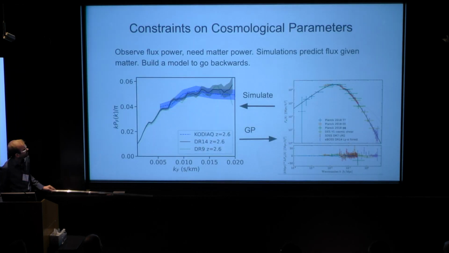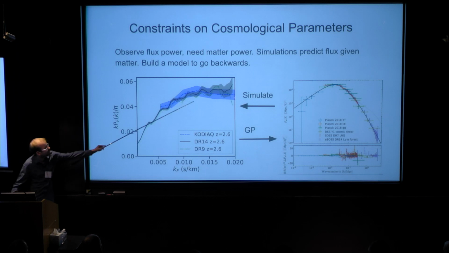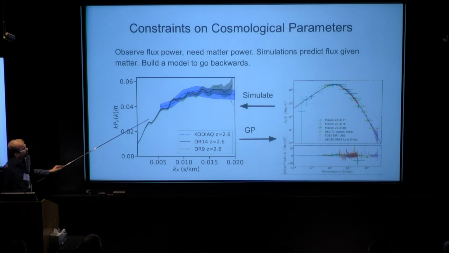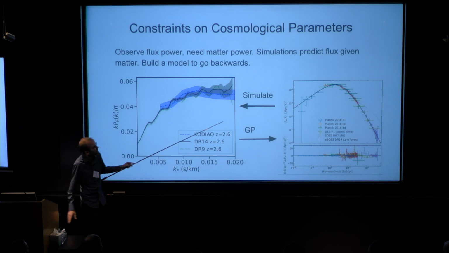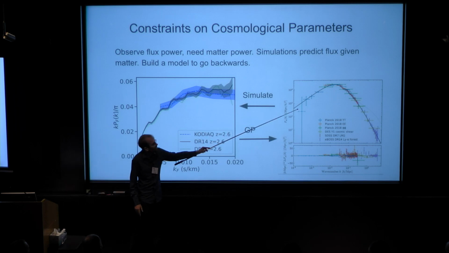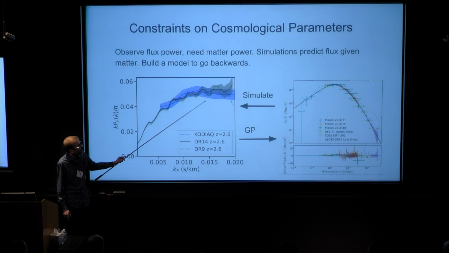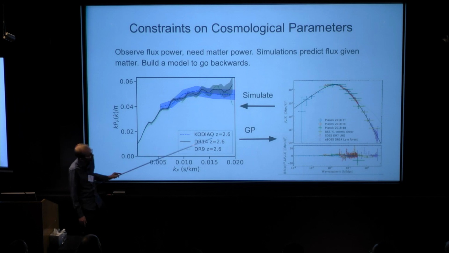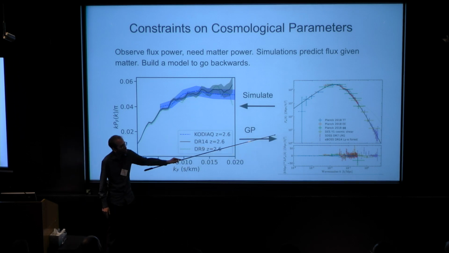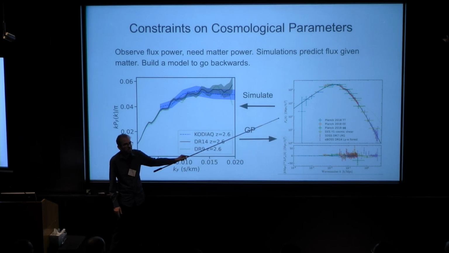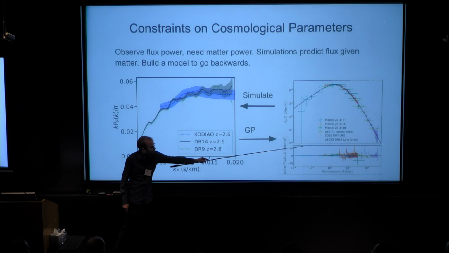So, okay, now this is what eBOSS measures. This is the 1D flux power spectrum at redshift 2.6. I've told you a little bit that you can take a matter power spectrum, run a simulation, and produce a 1D flux power spectrum. This is not what we want. What we want is to go backwards. We have a flux power spectrum, and we want to do the inverse problem to extract out the cosmological parameters and the matter power spectrum over here.